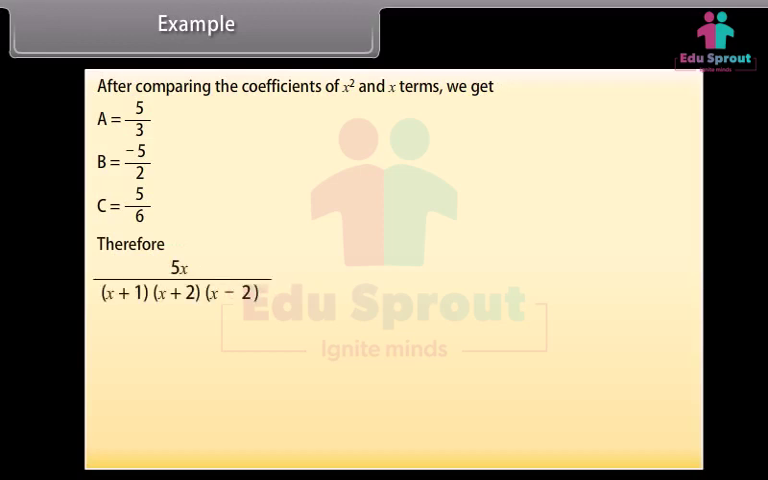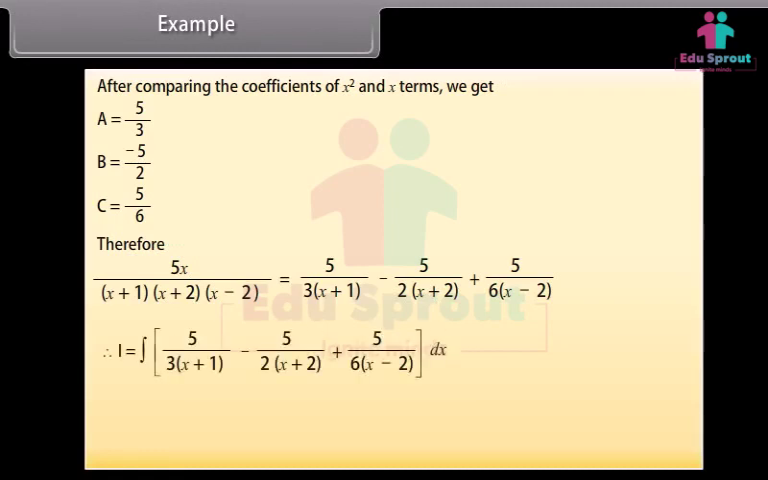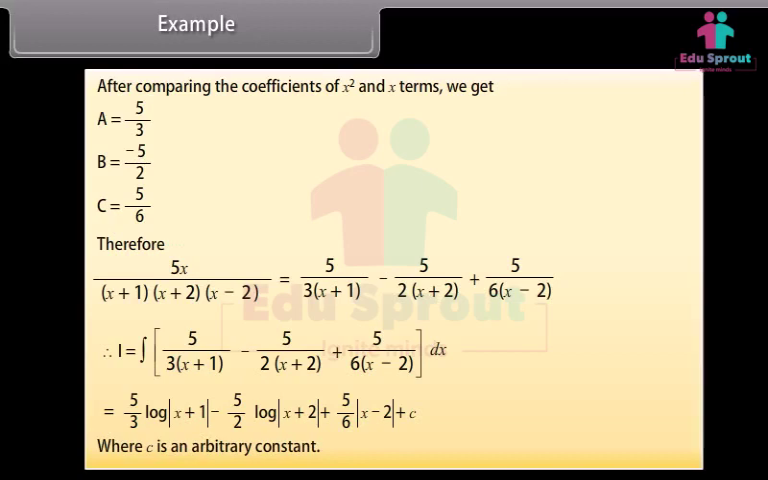Therefore, 5x upon (x + 1)(x + 2)(x − 2) is equal to 5 upon 3 into (x + 1) minus 5 upon 2 into (x + 2) plus 5 upon 6 into (x − 2). Therefore, I is equal to the integral of these terms with respect to x, which is 5 by 3 log mod of (x + 1) minus 5 by 2 log mod of (x + 2) plus 5 by 6 log mod of (x − 2) plus c, where c is an arbitrary constant.